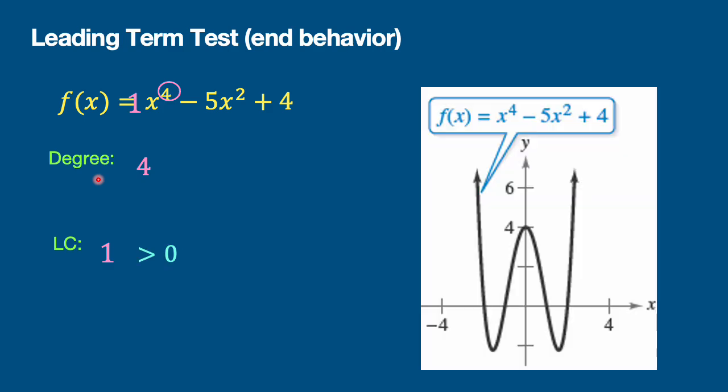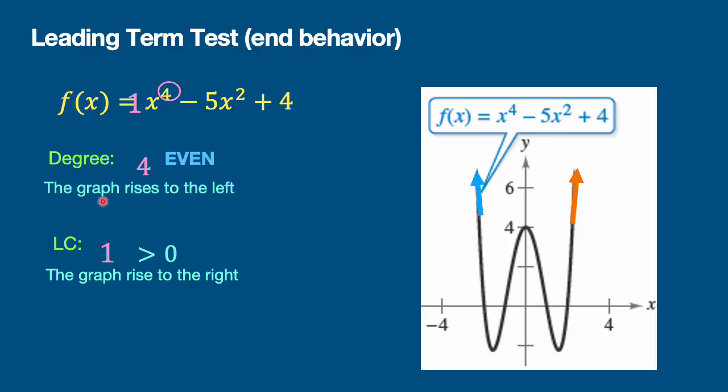Here is the graph of the function. So the right side, guys, that's this side. On the right side, the leading coefficient is positive, so the graph goes up. The graph rises to the right. On the left side, the degree is 4, also an even power, so look at the left side, it goes up too. The graph rises to the left.